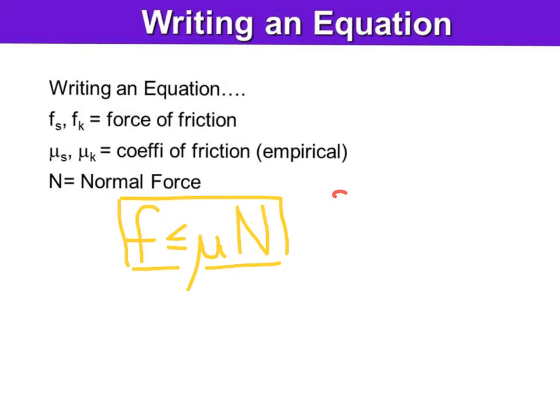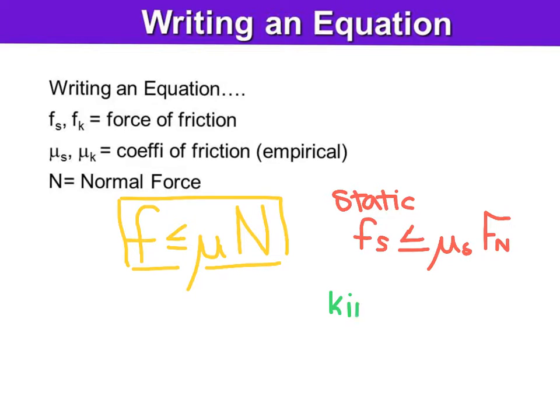First of all, for static friction, we'll note that the static friction, F sub s, is less than or equal to the coefficient of static friction times our normal force. This is a little more specific. Or, in the case of kinetic friction, once it starts moving, F sub k equals mu k times Fn.